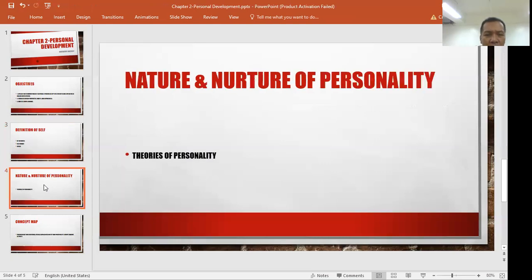Now, what is the nature of personality? According to psychologists, personality refers to the unique and relatively enduring set of behaviors, feelings, thoughts, and motives that characterize the individual. The definition of personality includes two components. First, personality is what distinguishes us from one another and makes us unique.